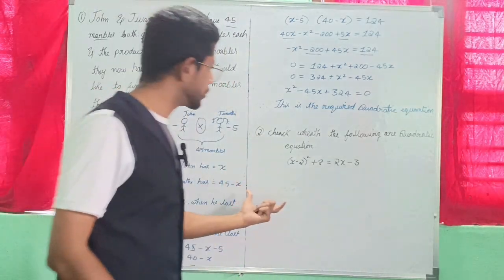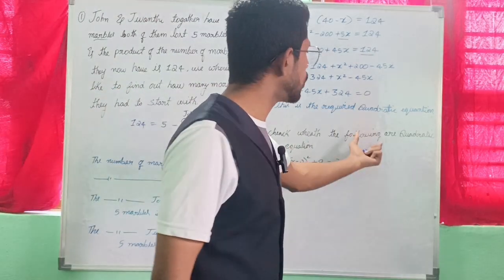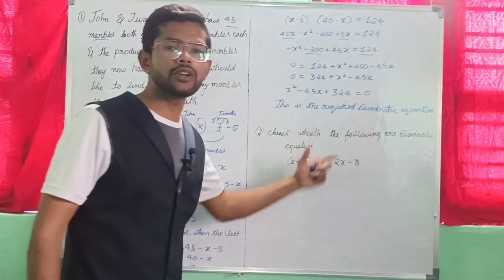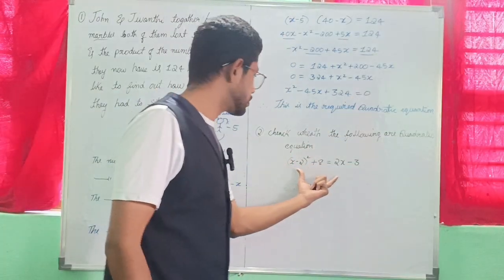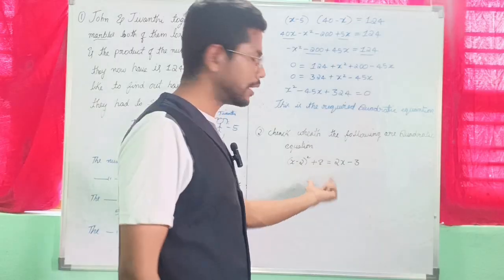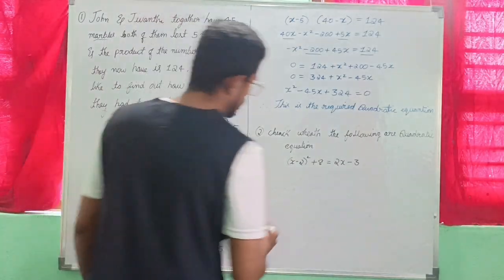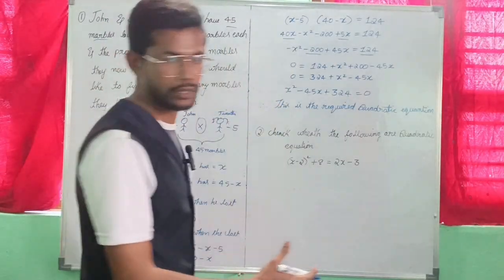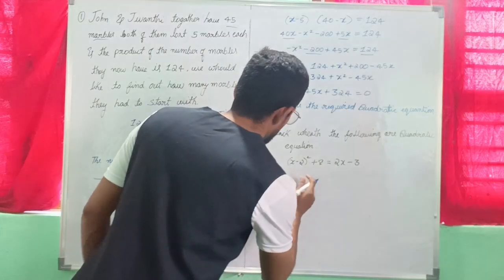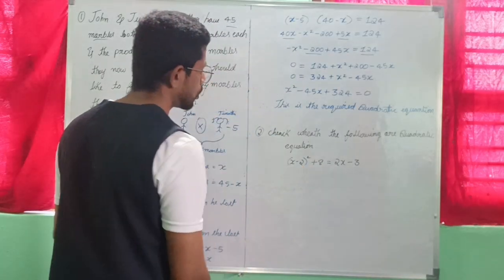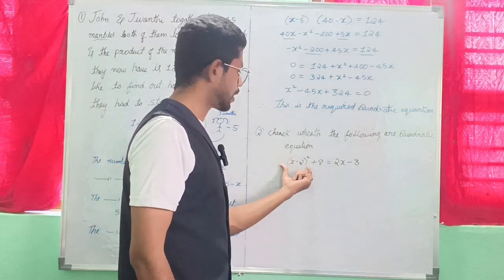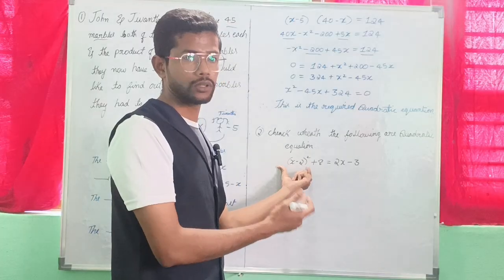What is the second problem? Check whether the following are quadratic equations or not. Okay, they have given the equation. Let's check whether it is a quadratic equation or not. First of all, here we can apply the (a minus b) whole square formula.